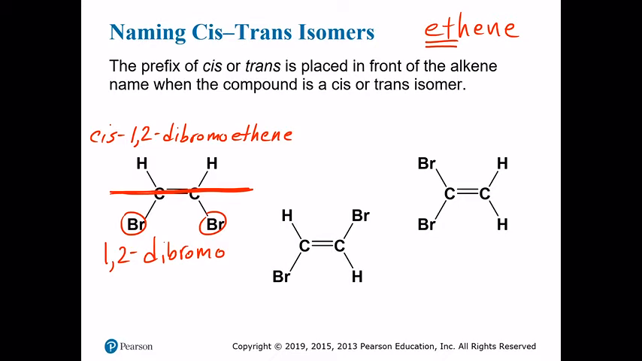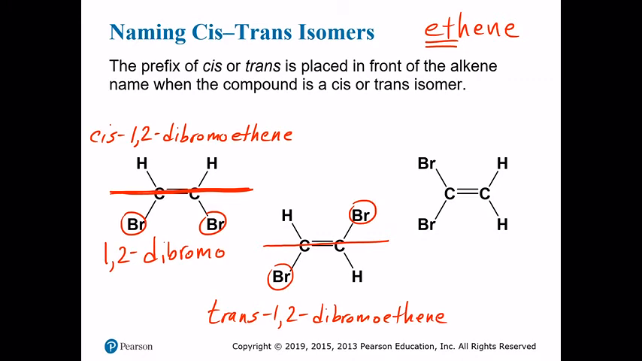For the second one, we have pretty much the same thing, but if we look at our dividing line, we'll see that the 2 bromines, which are still on the 1 carbon and the 2 carbon, are on opposite sides of the line. And so this is trans-1,2-dibromoethene. And so that leaves the last one.